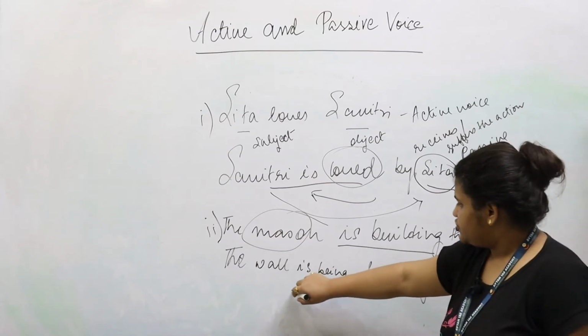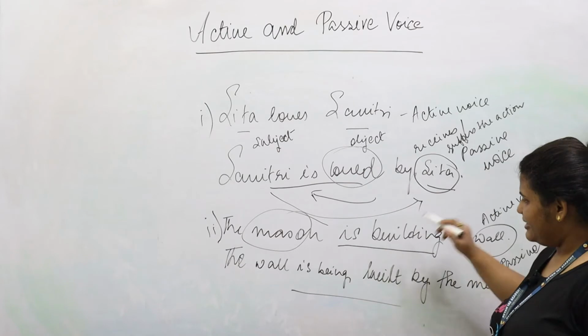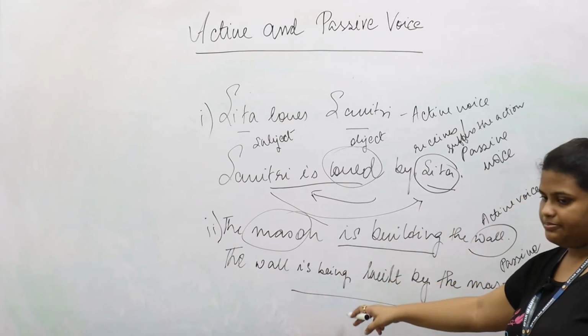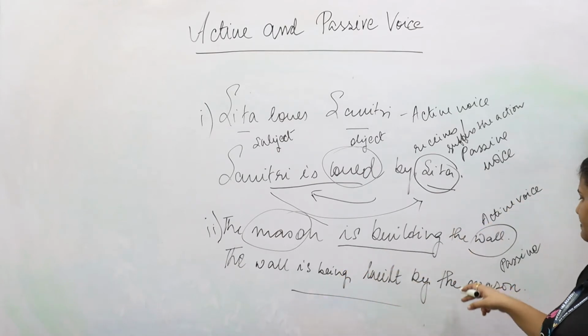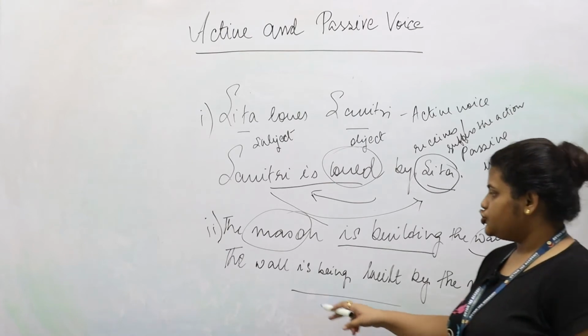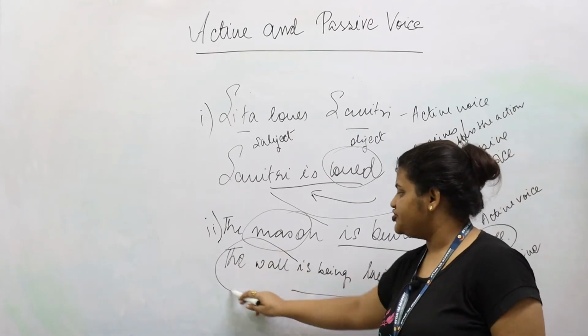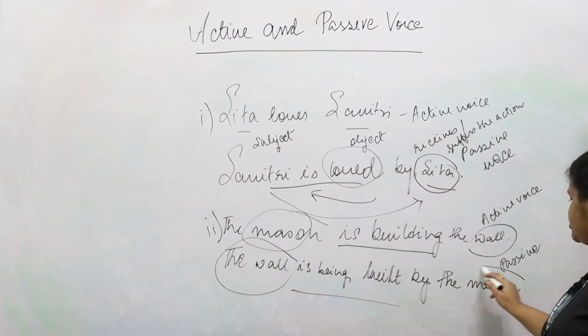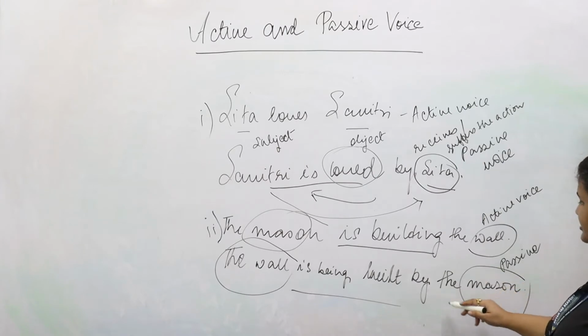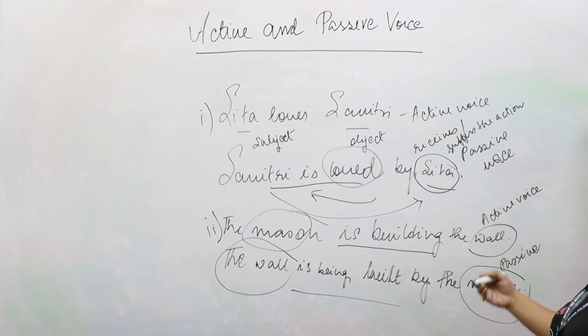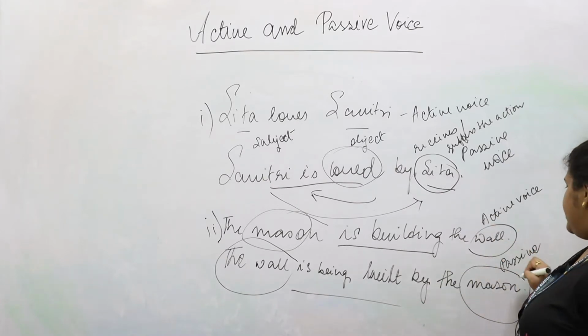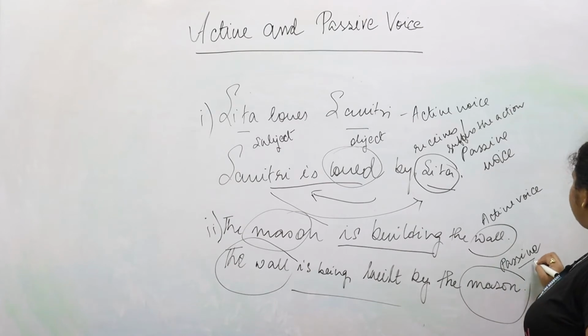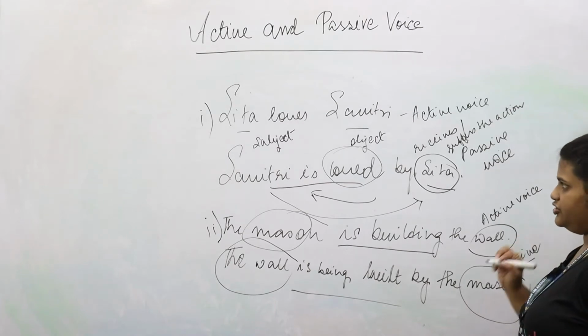mason. So since we are using is building, we will make it is being built by the mason. So here again the object and the subject change their positions, and the mason here is no longer directly doing the action but is the receiver or the sufferer of the action. Hence, that makes it a sentence in the passive voice.